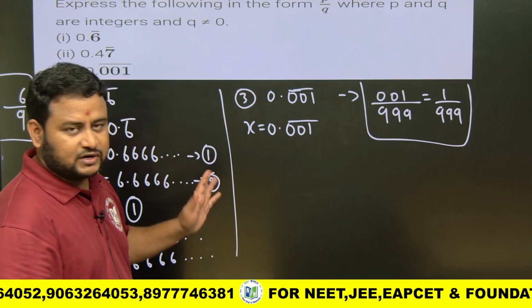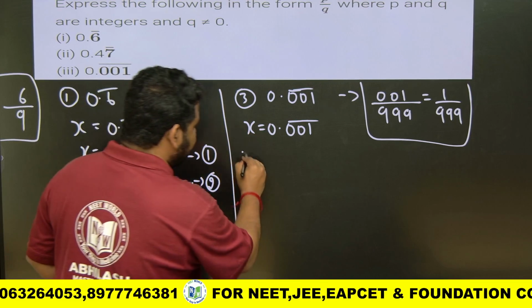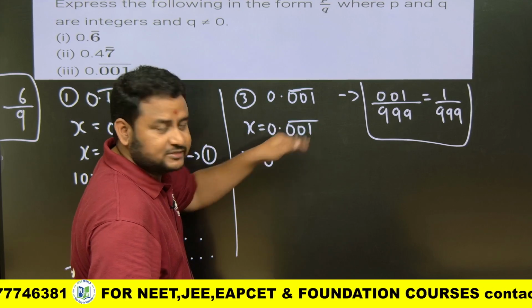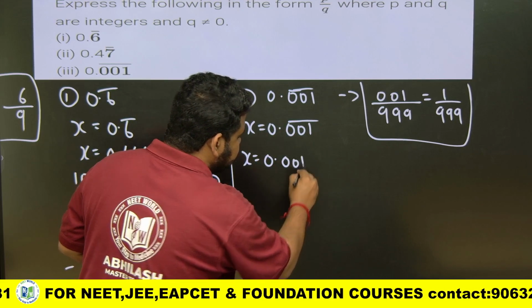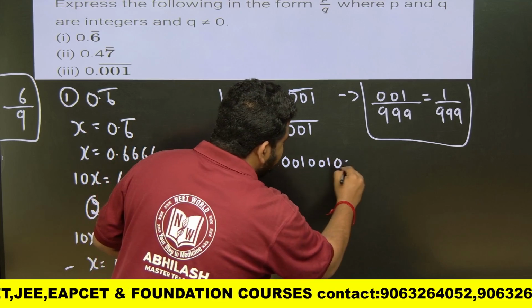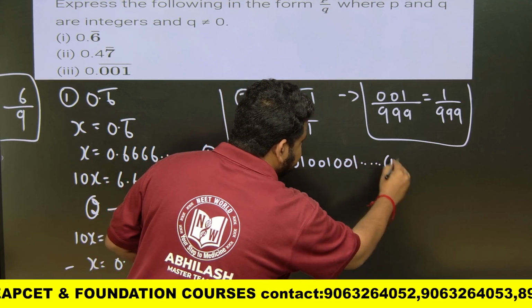Now the second step is what? I should expand the bar. Expanding the bar means x is equal to 0.001 bar. Bar is on all three numbers, so it will repeat itself: 001. Next I should write what? Again 001. Next, again 001. Okay, this follows. This will be equation 1.